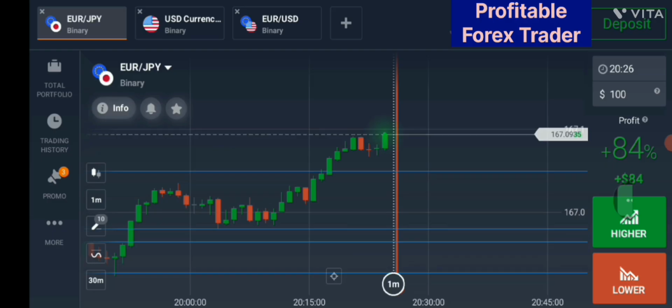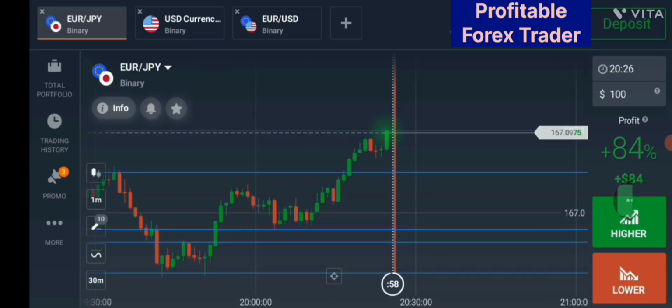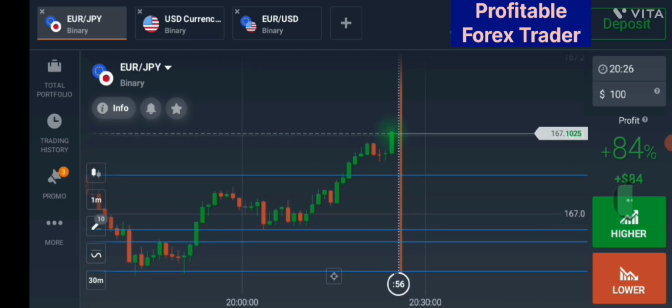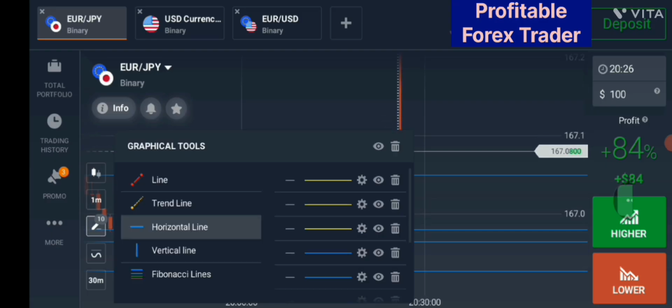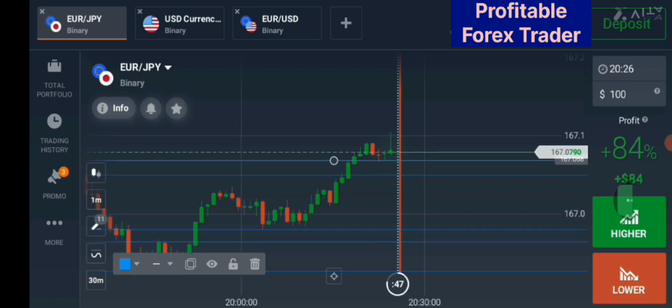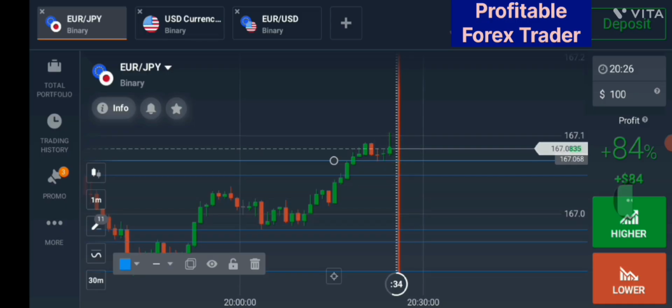Okay, check the one. All right, I'll have to place another horizontal line here. Let's see what happens. Okay, let's see what happens here.